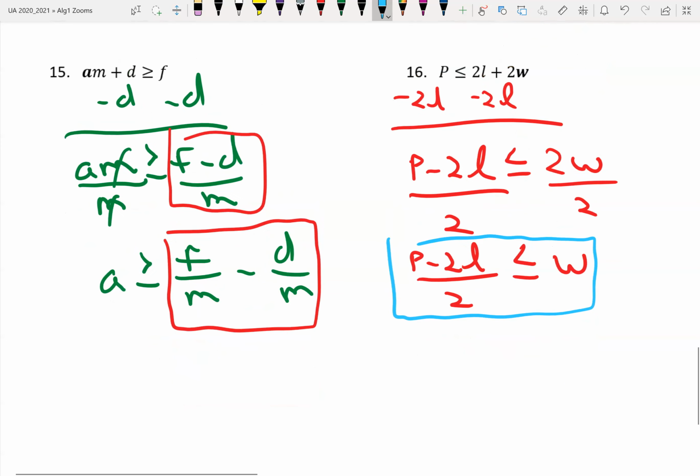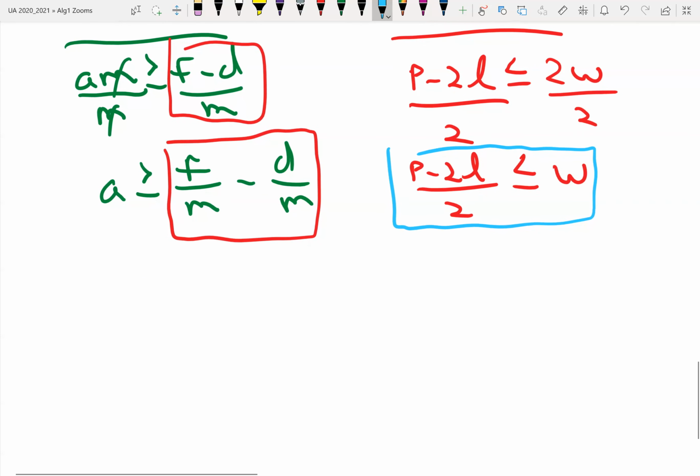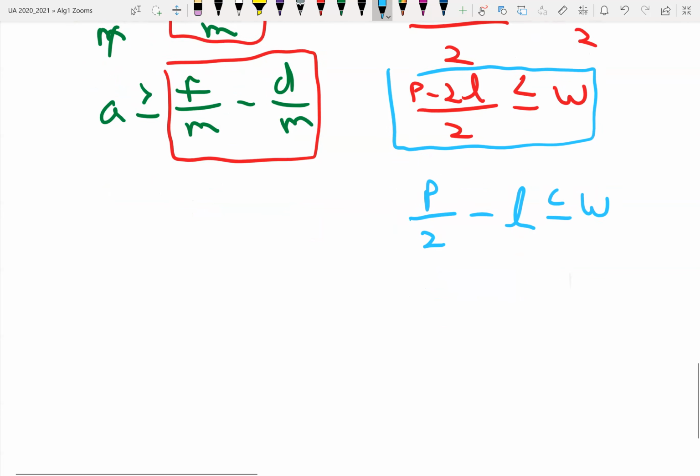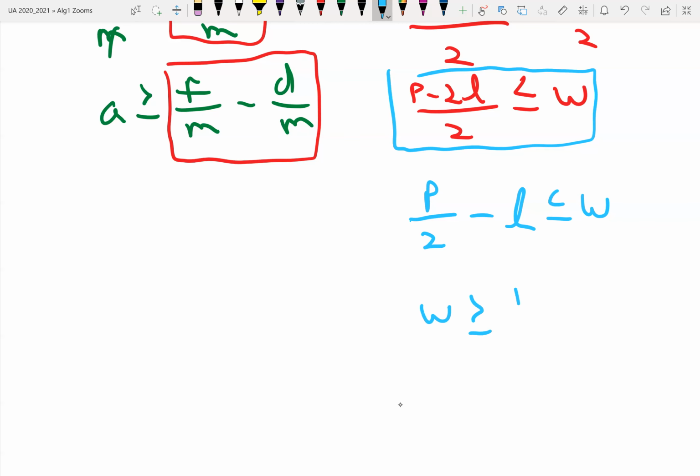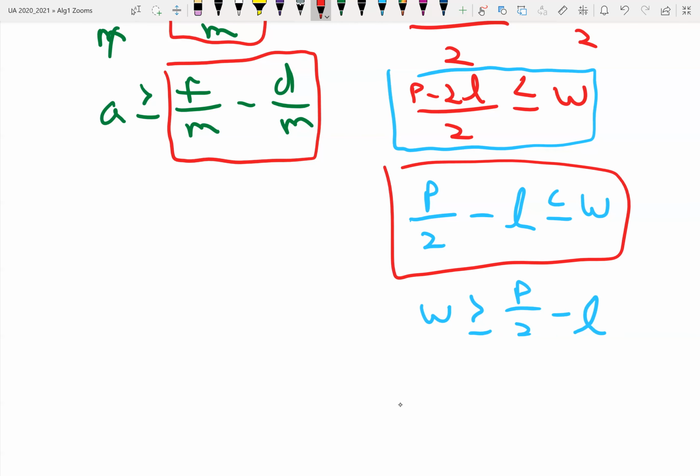Slightly better would be to break up this division as p over 2 minus 2l over 2, the 2 would cancel to simply leave l. And you could write the w on the left. So it would be w greater than or equal to p over 2 minus l. All of these are right and equivalent. That concludes this video.